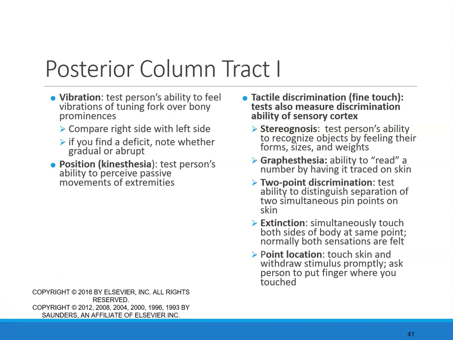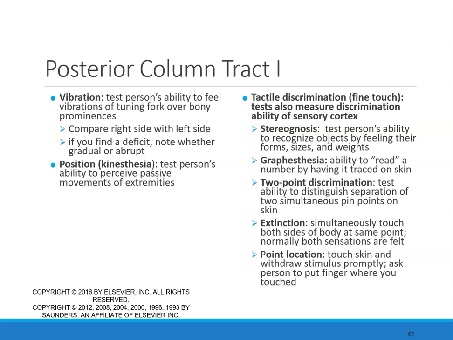For tactile discrimination, we're going to test stereognosis, and the person basically needs to have a normal sense of touch in order for these tests to be accurate. So for stereognosis, you're going to take a familiar object, a key, a coin, a pencil, something of that nature, and put it in the patient's or the client's hand, and they have to determine what it is with their eyes closed.